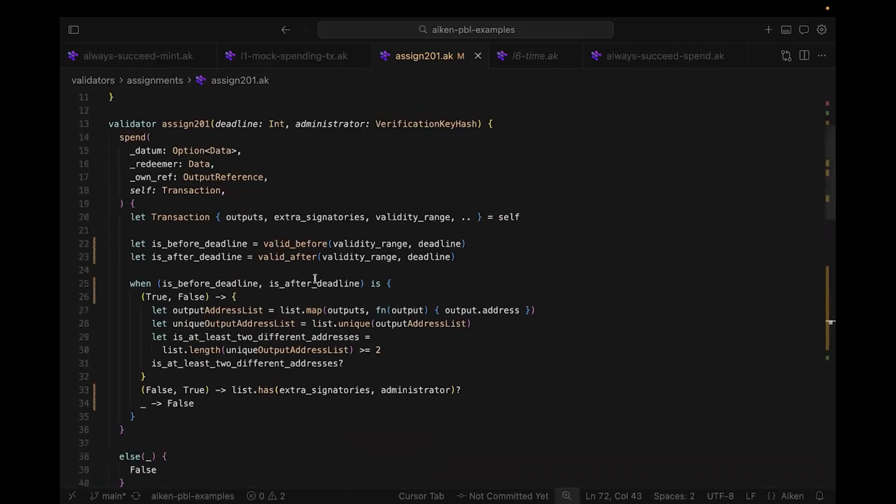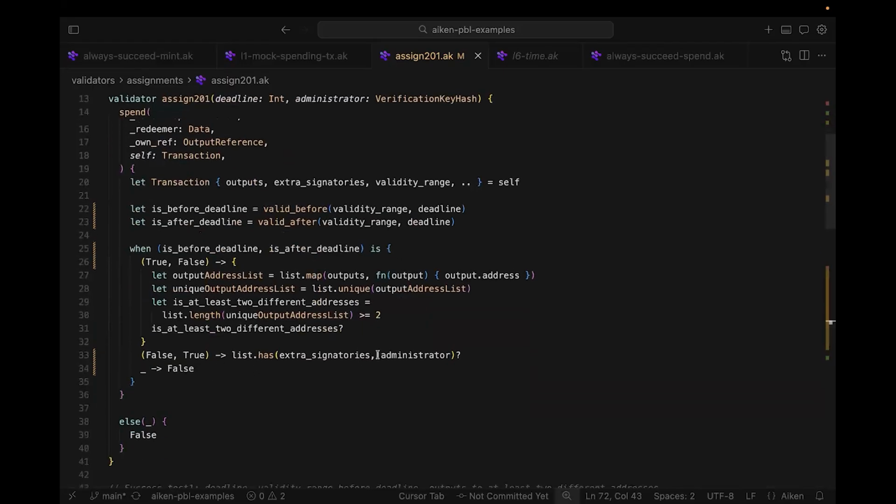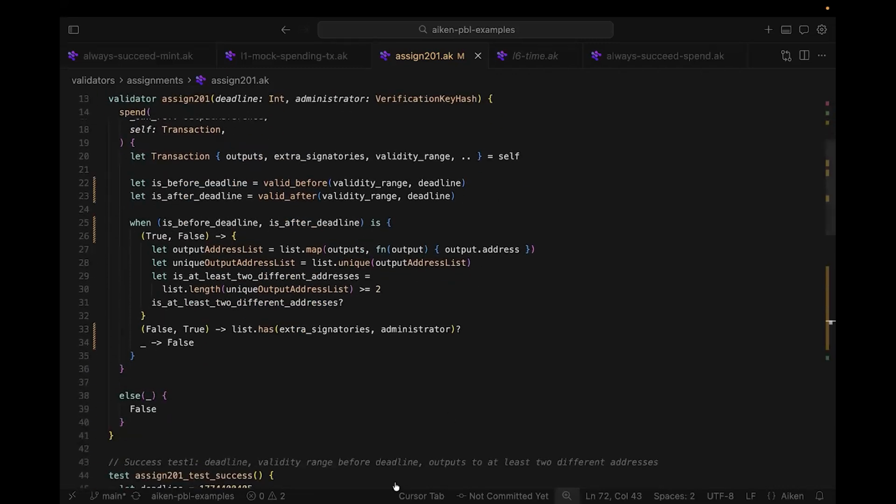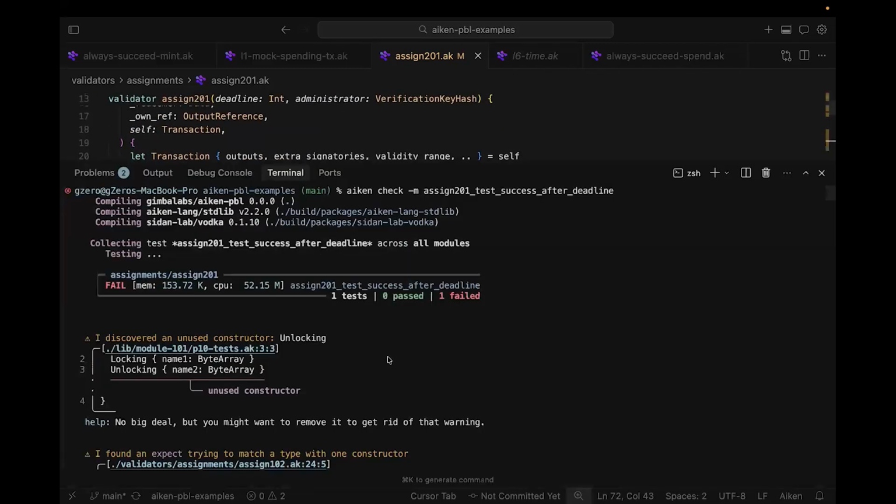What is it checking? List has extra signatories and it doesn't care for all of these guys, right? So I can have whatever I want. Why would it fail? Did it tell me something? Did it give a reason for failing?